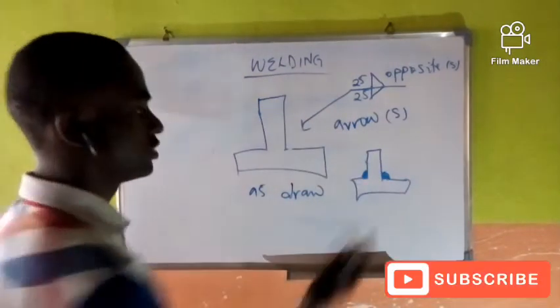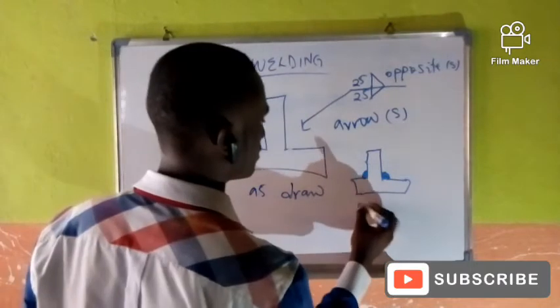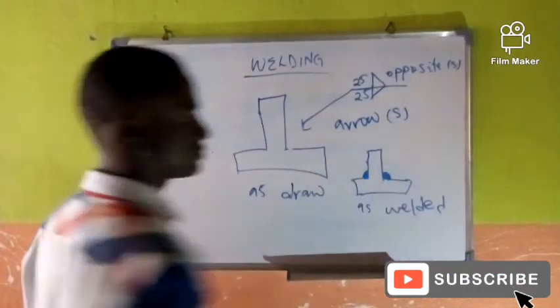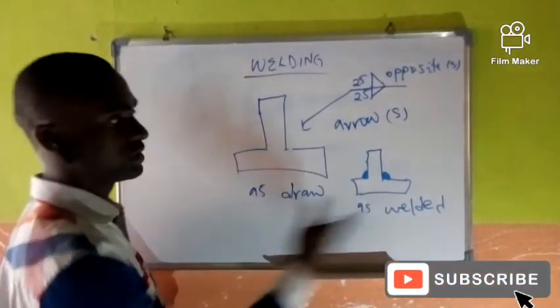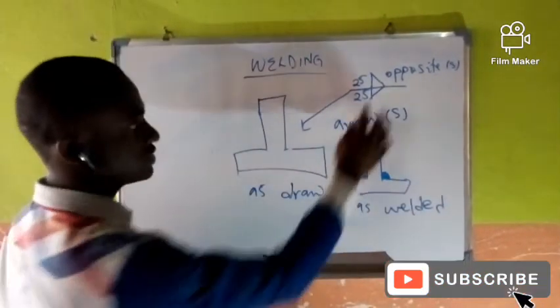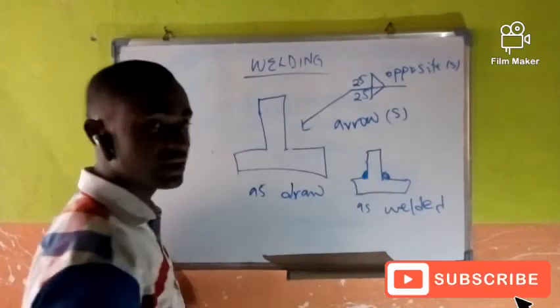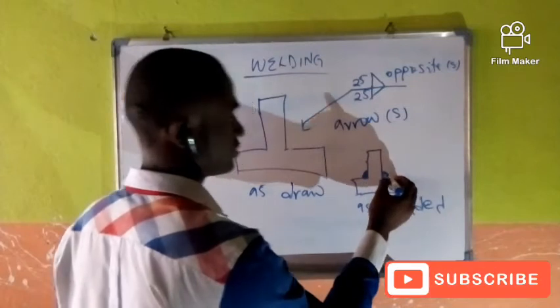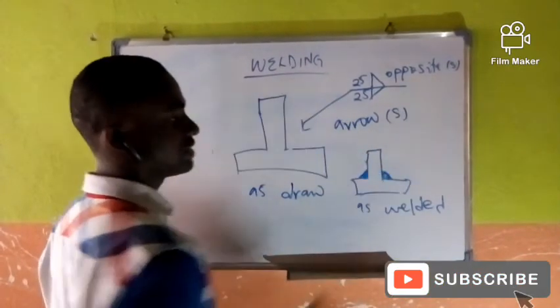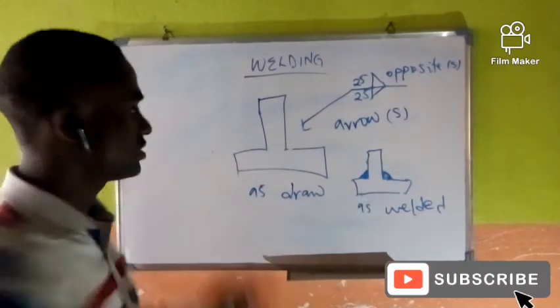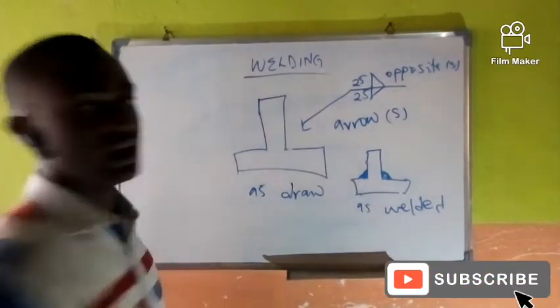This is what they need, and this is as welded. All right, as drawn, as welded. Now these marks here indicate these things. That is where the welding activity takes place. A fillet weld, where the activities take place. So interpreting this is what you get. This is as drawn, and this is as welded.